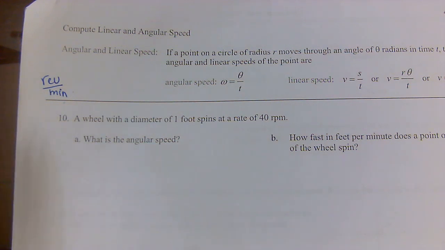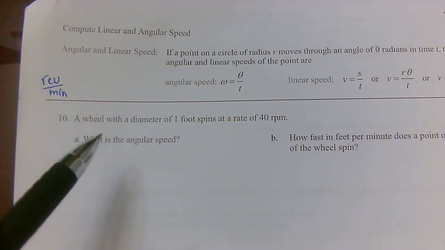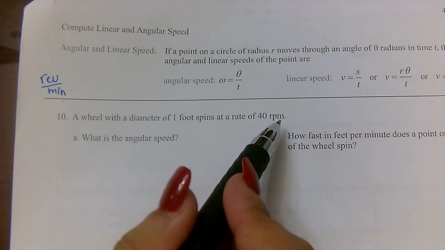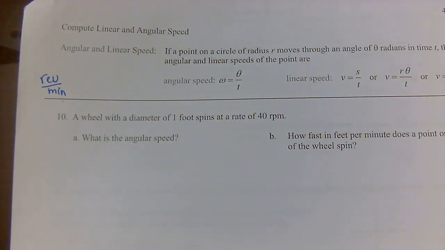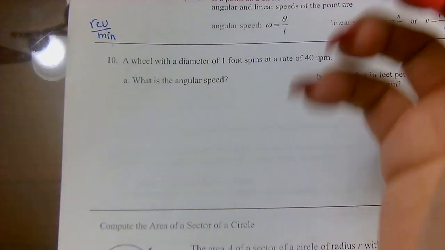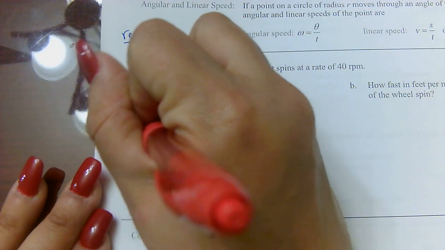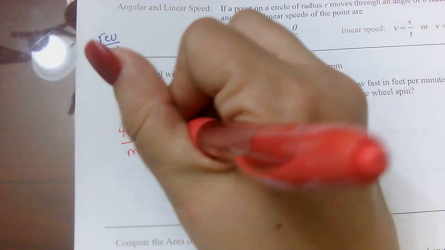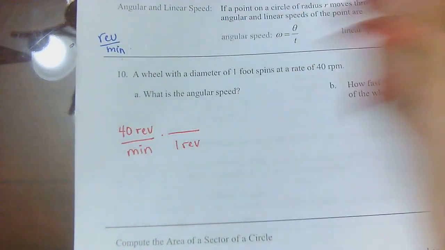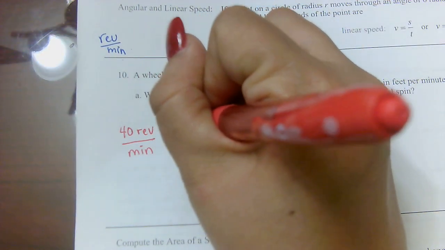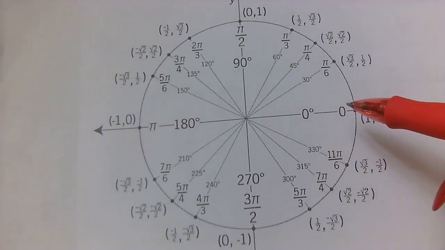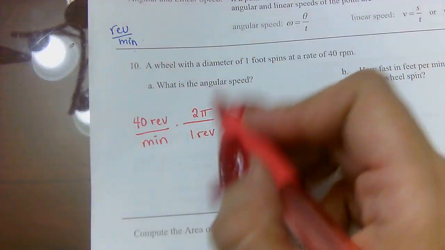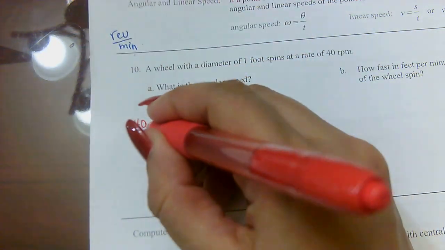Slightly different there. Let's look at number 10. A wheel with a diameter of 1 foot spins at a rate of 40 revolutions per minute. What is the angular speed? Let's do this one first. When you have 40 revolutions per minute, I'm going to start with that. So 40 revolutions per minute. Remember, 1 revolution is the same thing as 2 pi. That means 1 entire rotation or revolution is 2 pi. We're going to be using that. Now, notice when we get to revolutions, these revolutions will cancel out.